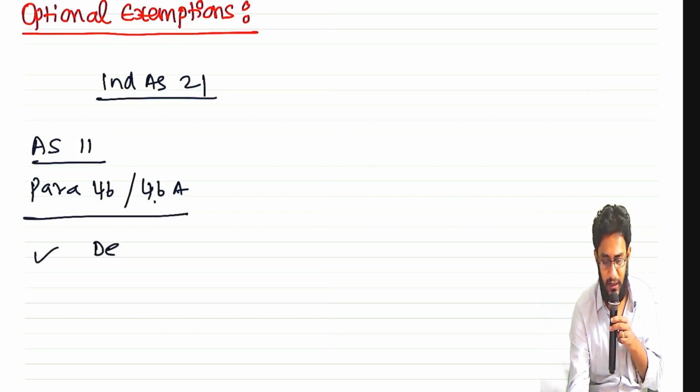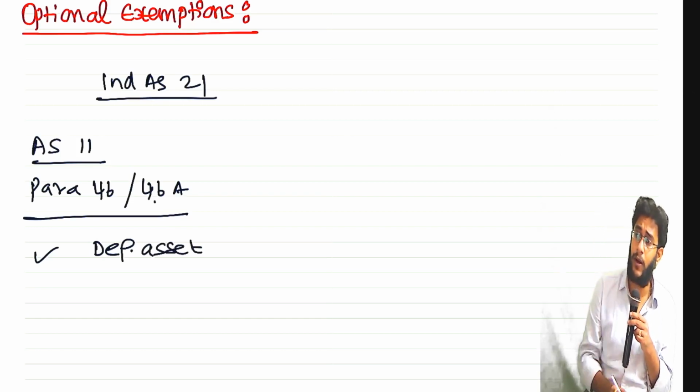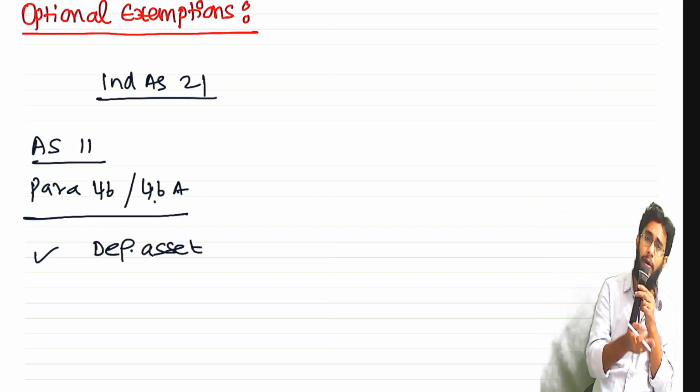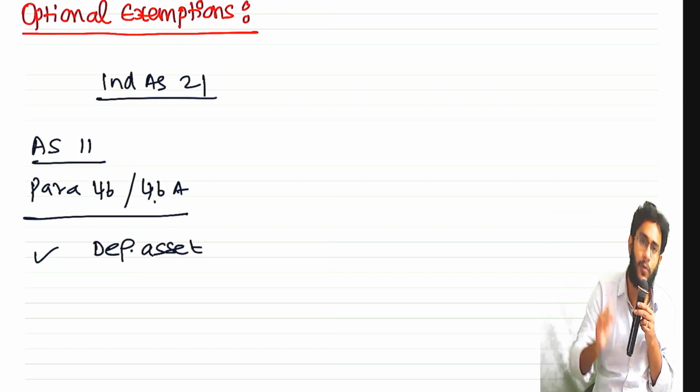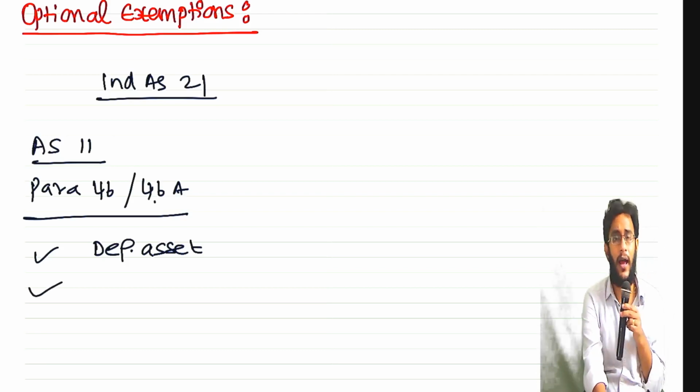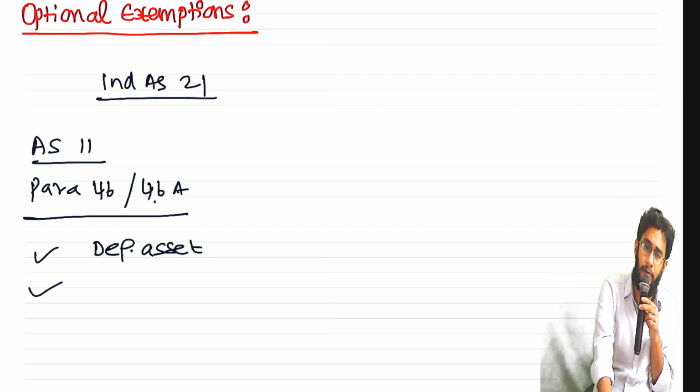You can adjust it against the cost of the depreciable asset. If you get a loss, instead of debiting it to P&L, you can debit that loss to the cost of the asset. The gain is there not to credit P&L, but to reduce it from the cost of the asset. This is one provision. If you say, sir, I have a long-term foreign currency monetary item, but that's not related to a depreciable asset.